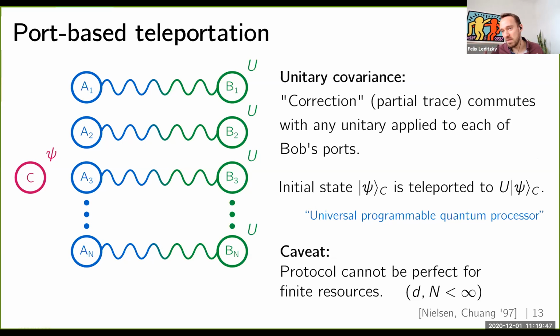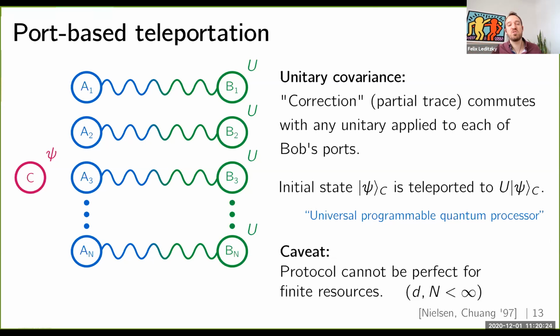But that's actually where the problem lies, because it was proved by Nielsen and Chuang in the late 90s that protocols that implement such a universal programmable quantum processor cannot be perfect with finite resources, because it basically violates quantum mechanics if you do that. Okay, so if you take finite resources, which in our case would mean that the local dimension of these systems is finite and that we have a finite number of ports, so the d and the n will be finite, then this no-go result by Nielsen and Chuang tells us that this protocol, whatever it does, cannot be perfect.